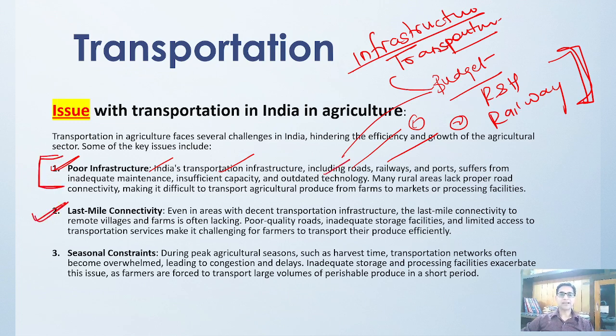Then last mile connectivity. There are a lot of places which are still lacking connectivity. Because they have very poor quality roads, if any disaster happens, if a flood comes, they also get disconnected from the mainstream.